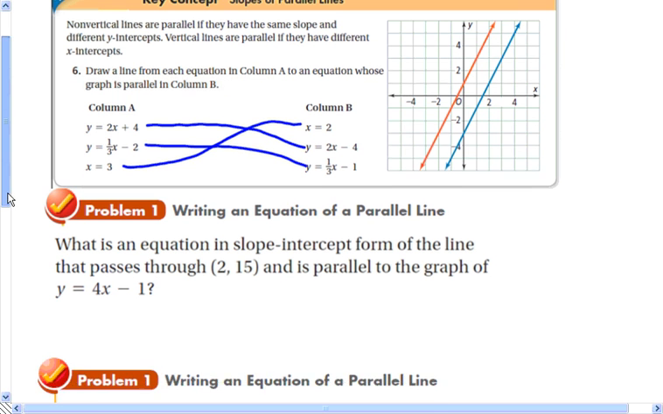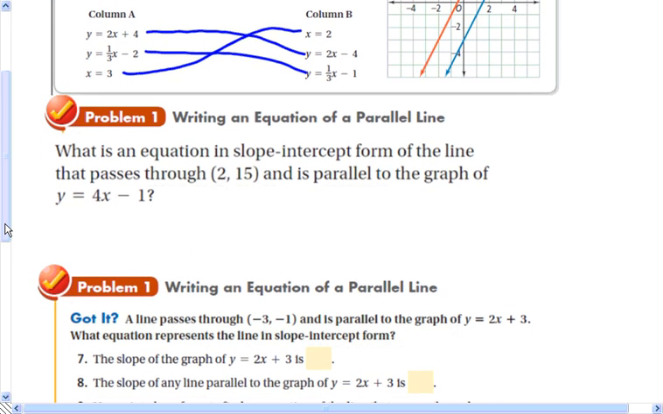All right, so we're going to use that idea to write an equation of a parallel line. We want an equation in slope-intercept form of the line that passes through the point (2, 15) and is parallel to the graph of y equals 4x minus 1. Well, right away, we know from that equation that this new line will have a slope of 4. So we know it's going to look like this. And now I need it to go through that point.